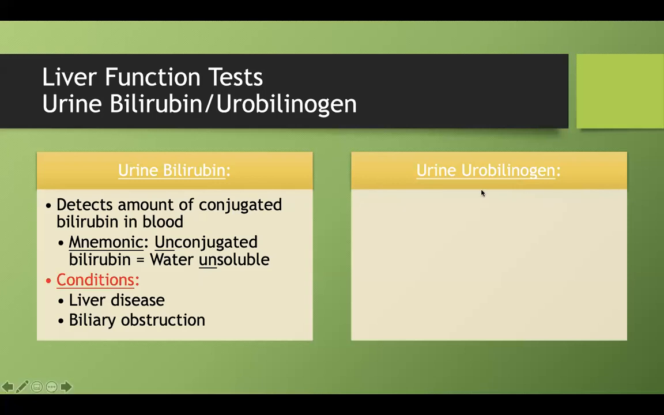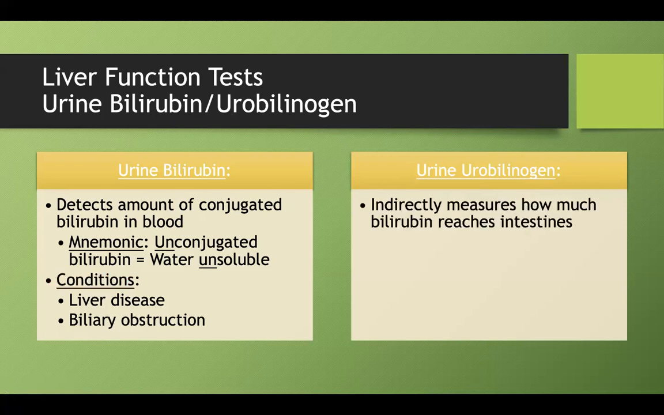Urine urobilinogen is probably the lowest yield lab finding you'll ever see in your life, but sometimes on tests they're going to give you urine urobilinogen. So I want you to know what that means. All I want you to know is that urine urobilinogen is an indirect measure of how much bilirubin actually makes it into your intestines, like into your GI tract. If you can remember that, then these questions will be so easy for you.